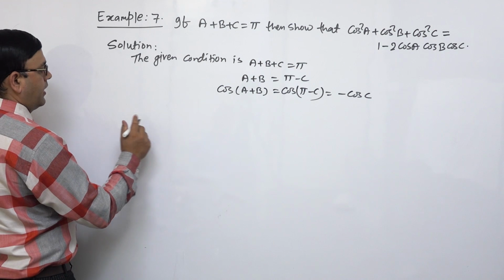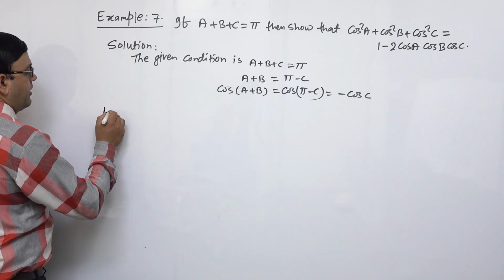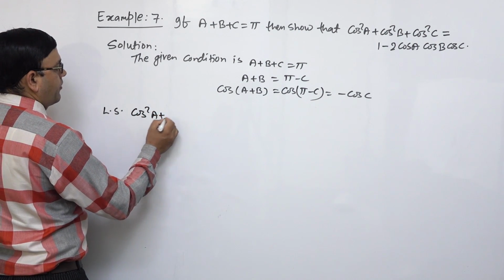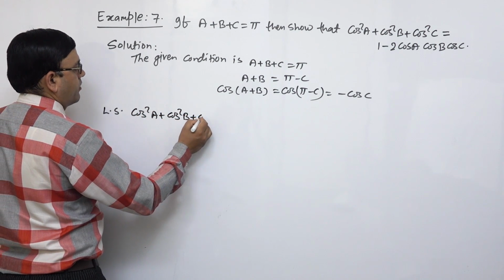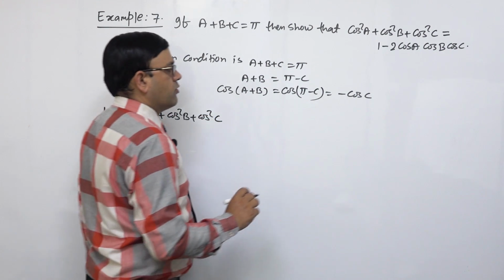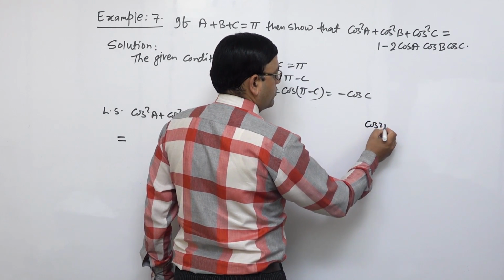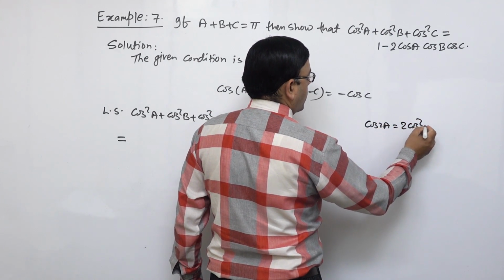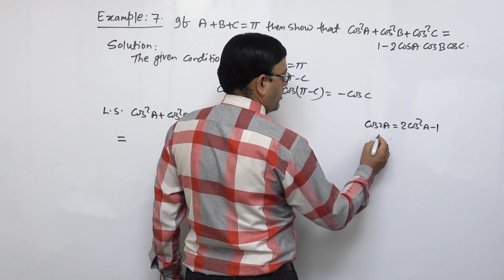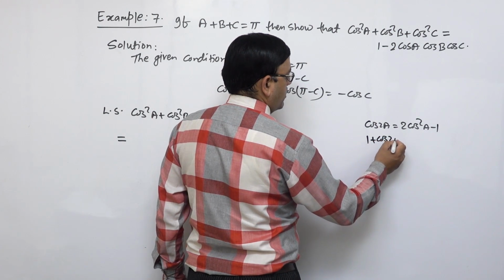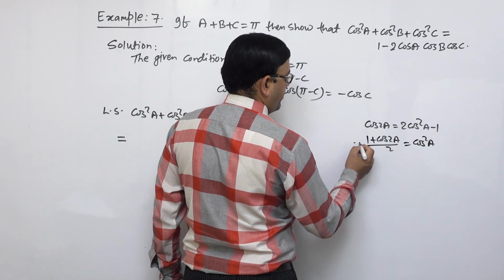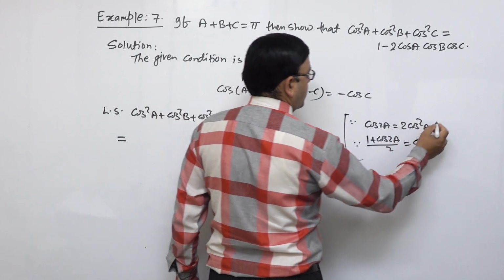So let's take LHS. Left side is cos square A plus cos square B plus cos square C. So this is equal to, students, cos 2A is equal to 2 cos square A minus 1. So cos square A is equal to (1 plus cos 2A) by 2. So we are using this formula. This is also a formula of cos 2A.